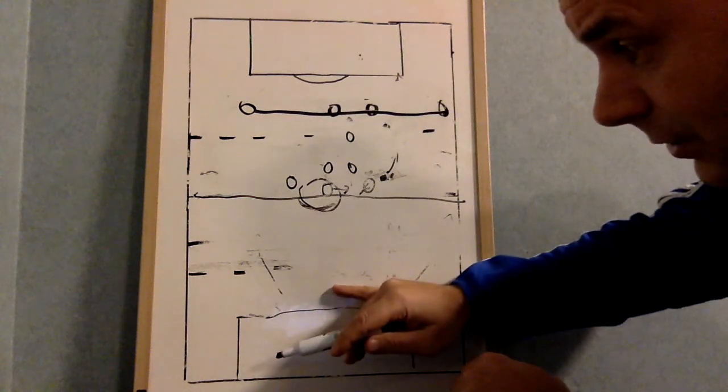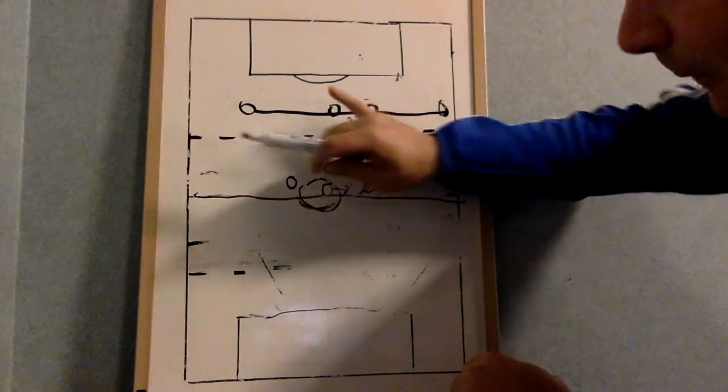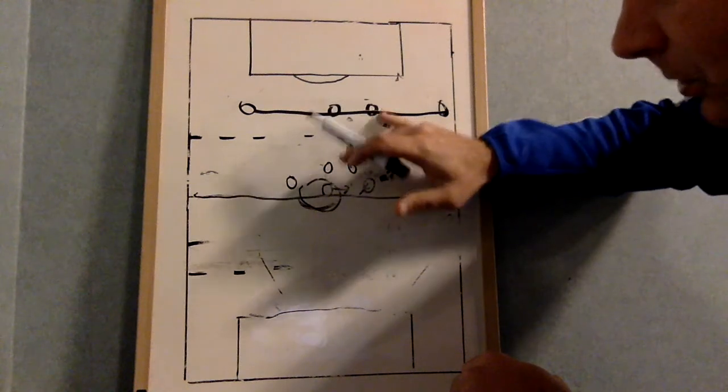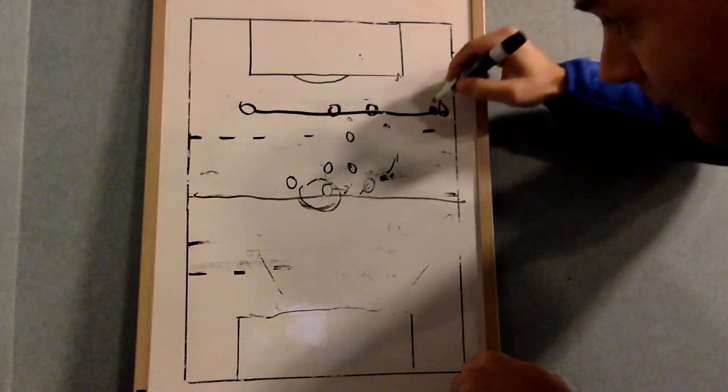defensive organization. Once you win the ball, attacking transition. Once you move up the field and you get positioned, attacking organization. Once you lose the ball, now it's defensive transition. So if you lose the ball, defensive transition.